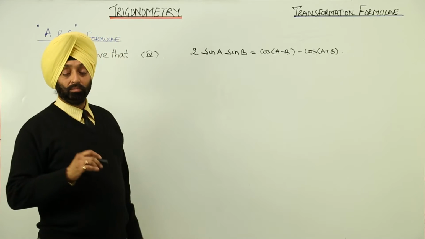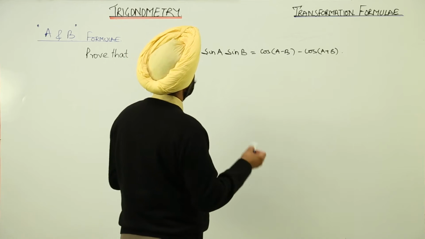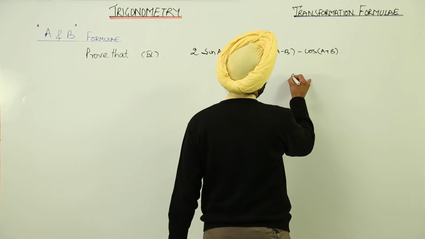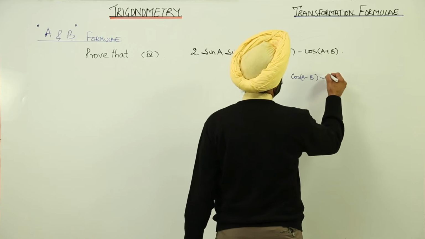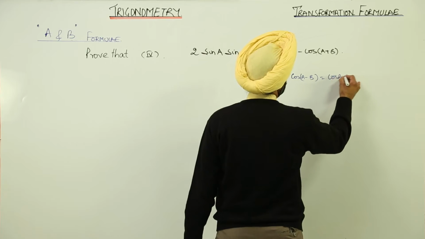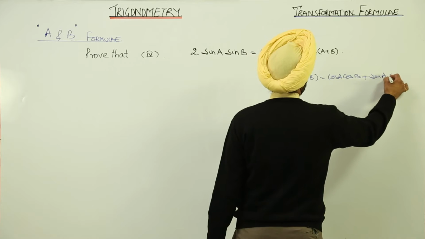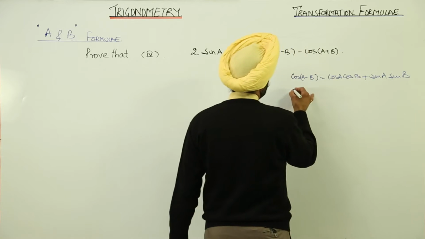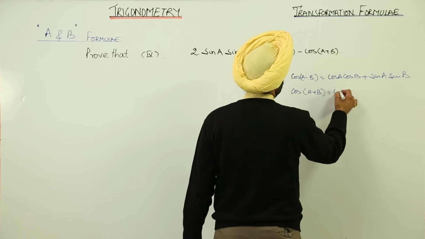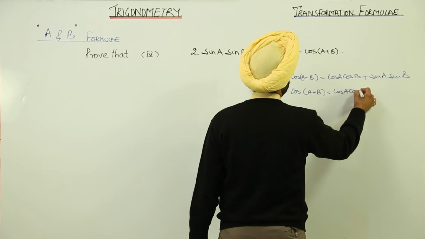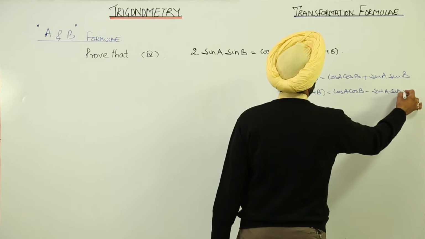Now proving the last formula for A and B, that is the fourth one. Now here we are having again cos A minus B. Now the formula is cos A cos B plus sin A sin B, and for cos A plus B, cos A cos B, negative of sin A sin B.